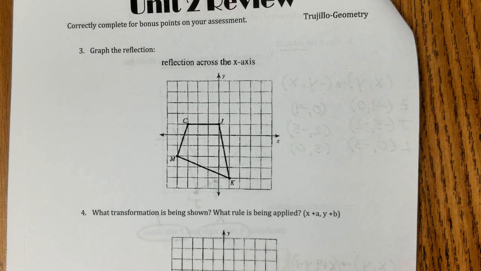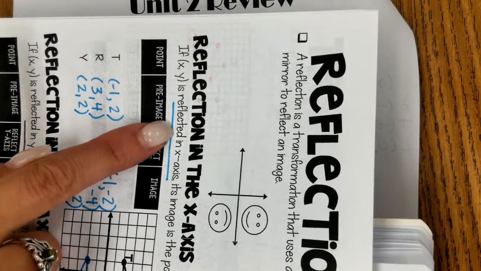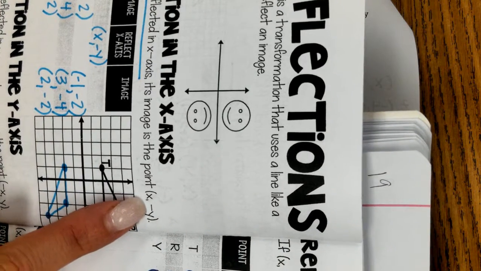Okay, so it says graph the reflection. If it's a reflection across the x-axis, again, you should be looking in your notes where it says reflection. And there's different steps for different types of reflection. So if we're reflecting it across the axis, I would look here, reflection and x-axis, and it's telling me that I need to do this to my points, x, negative y.